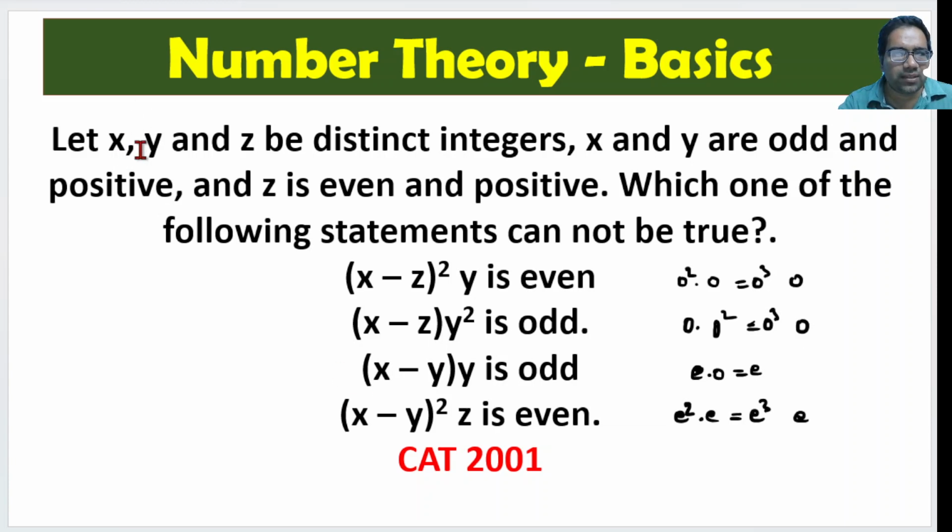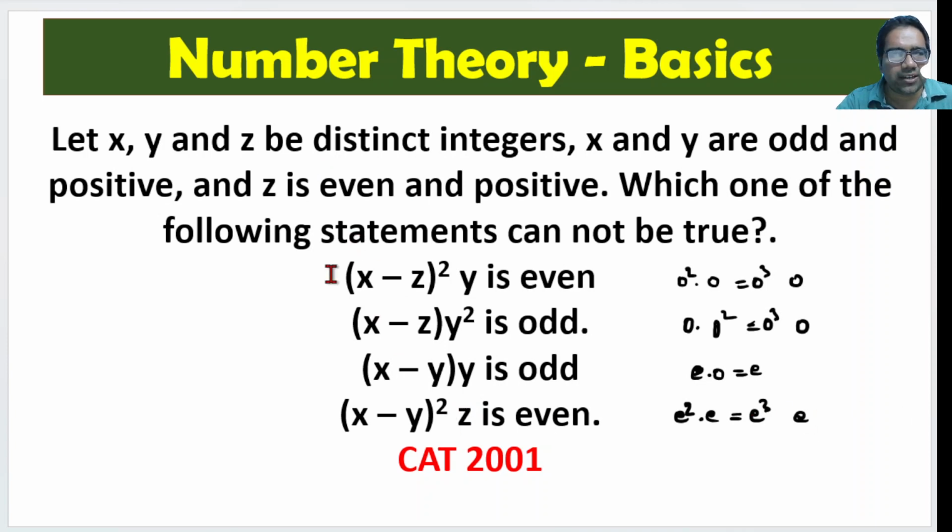X minus y. X and y are odd. X minus y, 1 minus 1, 0. 0 into 1, even into odd, so that is even. Similarly, x minus y is odd minus odd, which is even. 1 minus 1, 0. 0 square is even only. And z is even, even into even cube is even.